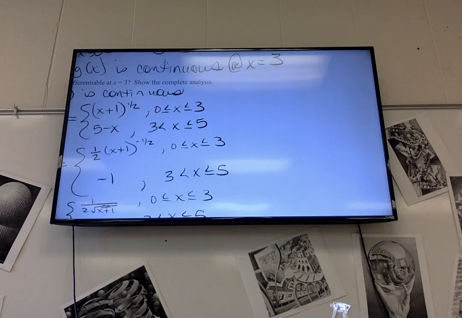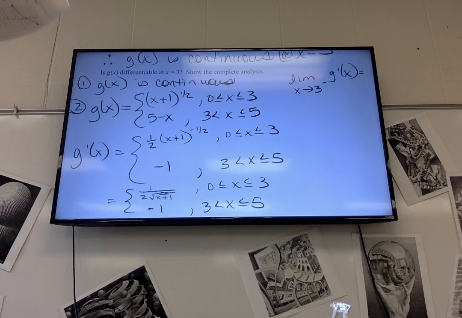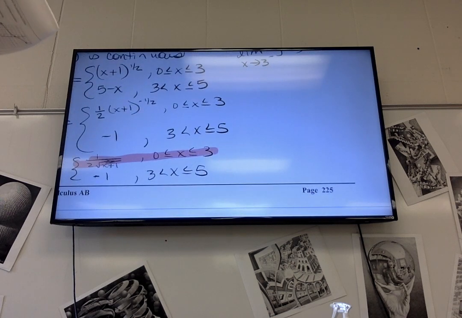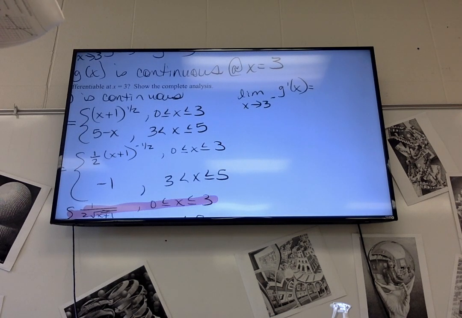So we do the limit as x approaches 3 from the left of g prime of x. From the left, g prime of x is this one. So all that means is we're just plugging in 3 into that equation. It's 1 over 2 times the square root of 3 plus 1. So it's 1/4, right?